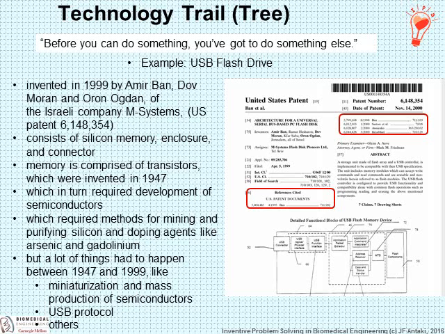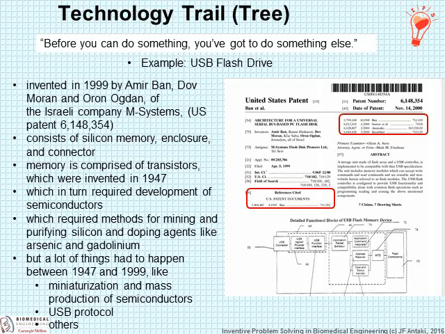It was dated November 2000. The invention was actually filed in April of 1999 by two investigators from this Israeli company, M-Systems. When I think of breaking down the technology, what is a USB flash drive? Well, it consists of memory, which is made of silicon. It has an enclosure, and it has a connector, and that's pretty much all there is to it.